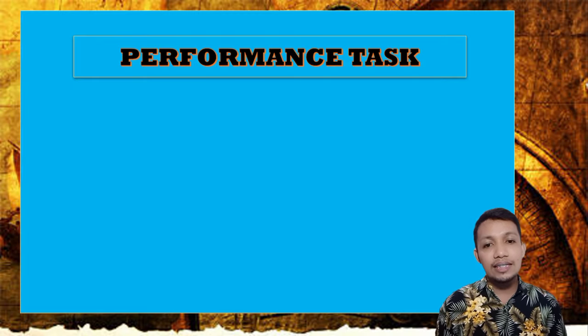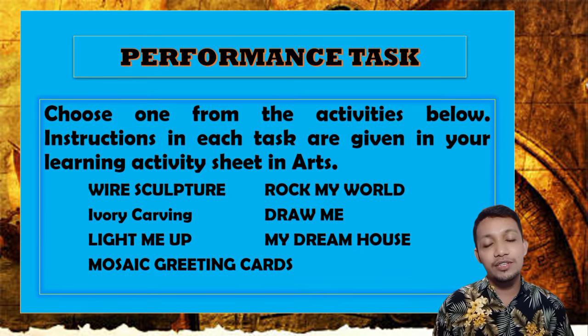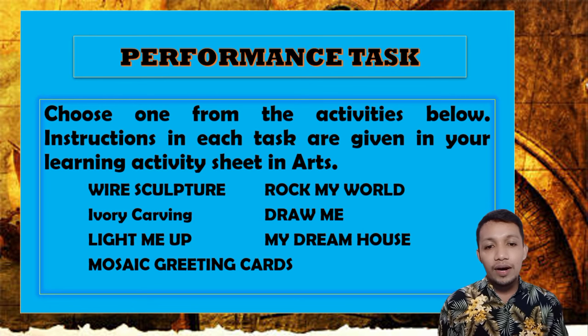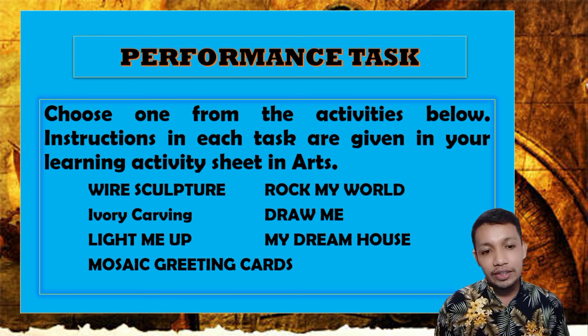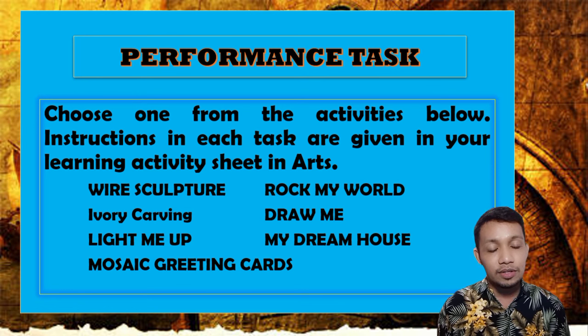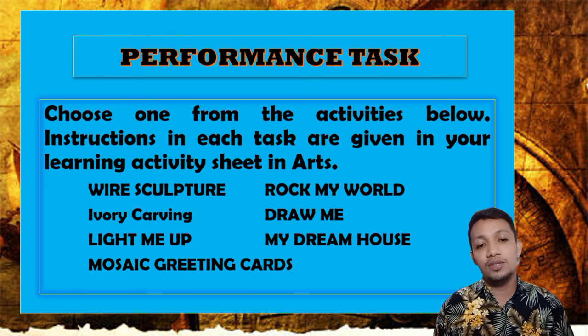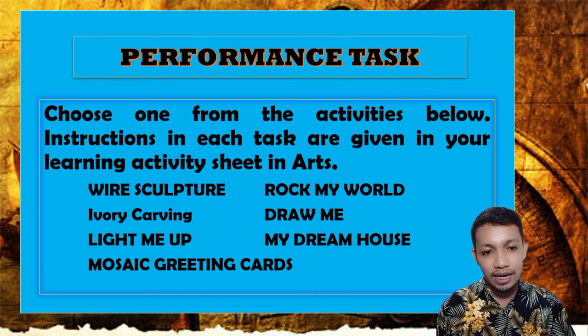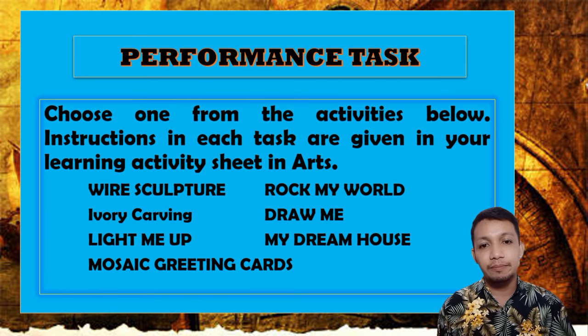For your performance task, choose one from the activities below. Instructions in each task are given in your learning activity sheet in Arts. Wire sculpture, ivory carving, light me up, mosaic greeting cards, rock my world, draw me, and my dream house. Note, learners, that you only have to select one and pass it to the Google Classroom for your teacher to check it and grade it later on.